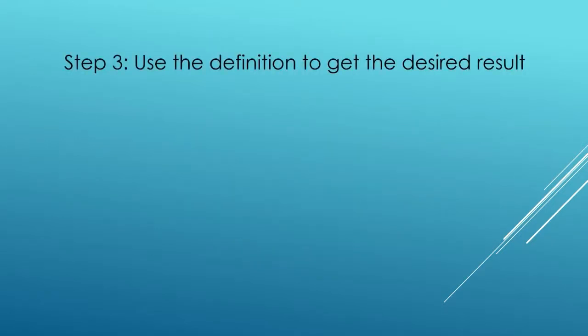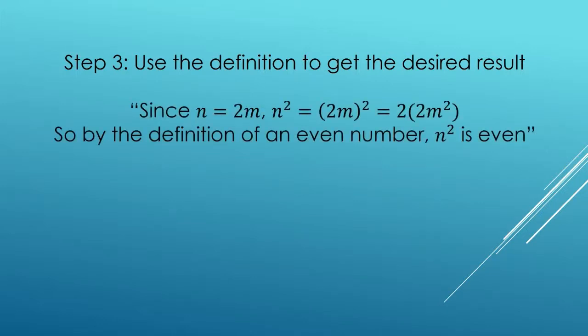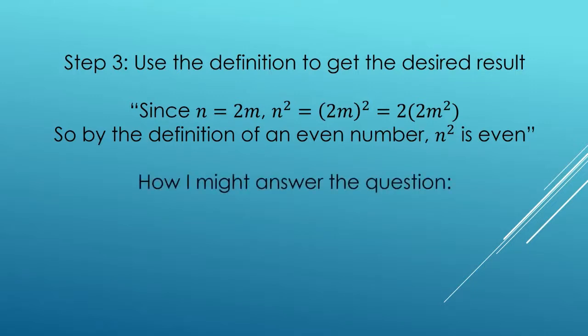The final step is to use the definition to get to the desired result. Since n equals 2m, n squared equals (2m) squared equals 2 times 2m squared. So by the definition of an even number, n squared is even. For an actual exam or coursework type answer for this question, I might write something like this.